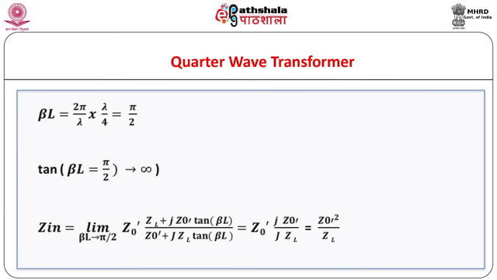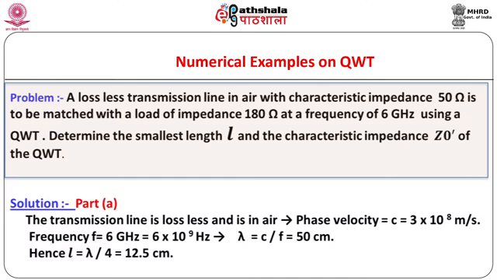The result Zin equal to Z0 dash square upon ZL can be derived by finding the limiting value of Zin for a lossless transmission line as the electrical length beta L tends to pi by 2, as shown. Note that here beta L is pi by 2 and tan of beta L tends to infinity. Let us see a simple numerical problem related to QWT.